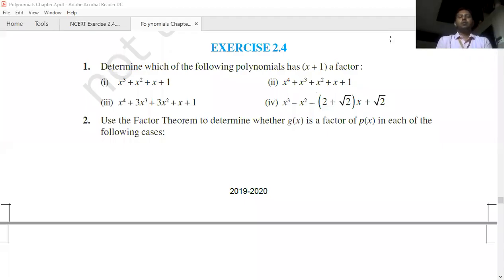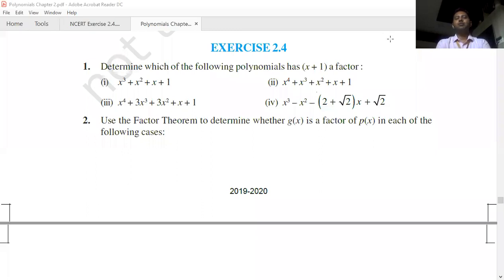Hello, everyone. Today we'll talk about exercise 2.4, polynomials. In exercise 2.4, we'll have a look at the factor theorem. After this, we'll have a look at factorization. This exercise 2.4 and 2.5 are very important from the examination point of view, because in the examination they may ask whether the given polynomial is a factor or not.